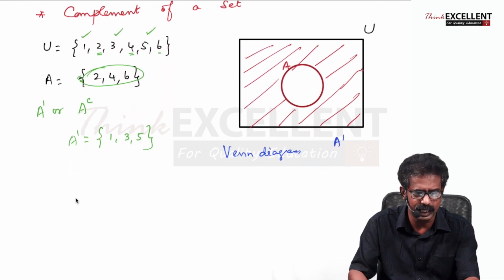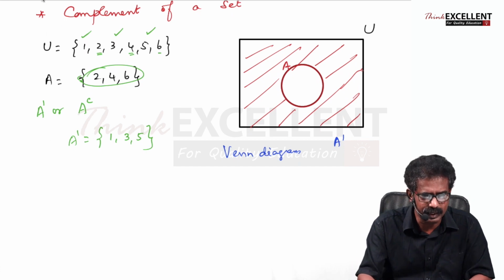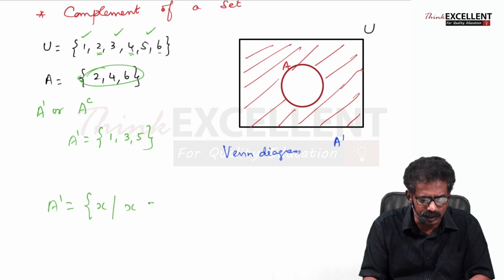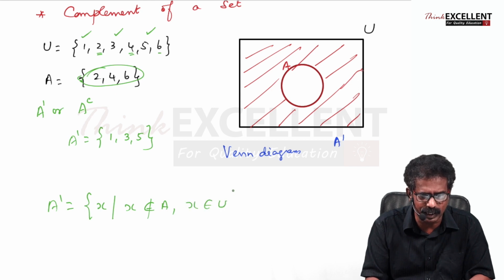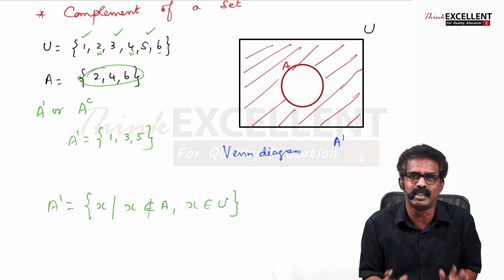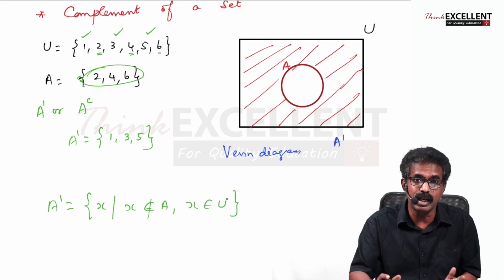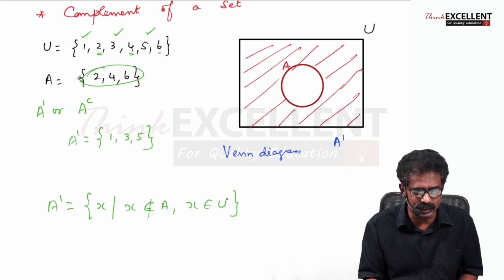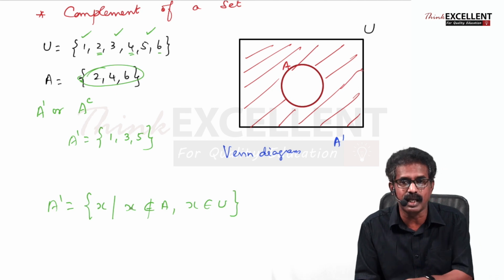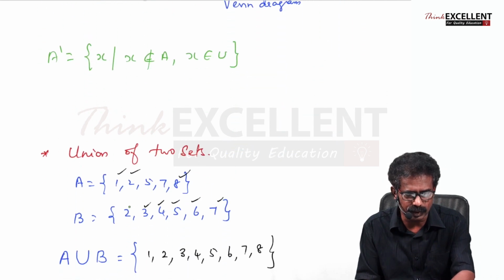Please listen here. First, A dash. How can you write A dash? A dash is equal to the set of all x such that x is not in A. But x belongs to what? The universal set. Are you able to understand what we said in words? We are writing elements not in A, but they should be in the universal set. A dash equals the set of all x such that x is not in A, but in the universal set.